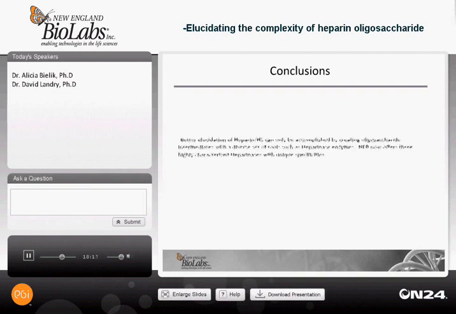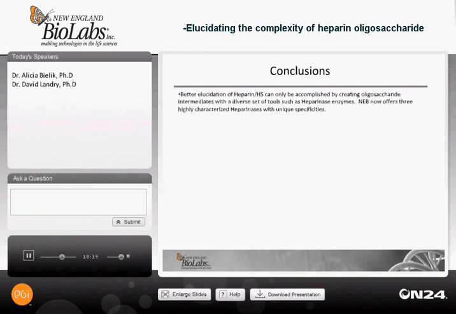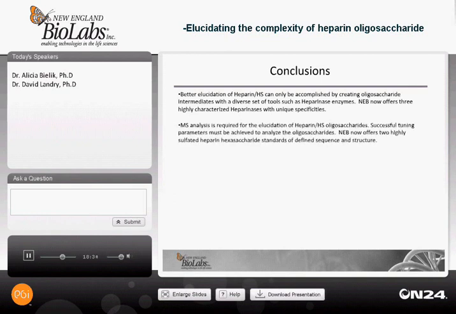So in conclusion, better elucidation of heparin and heparan sulfate can only be accomplished by creating oligosaccharide intermediates with a diverse set of tools such as heparin lyase enzymes. NEB now offers 3 highly characterized heparinases with unique specificities. Mass spectrometry analysis is often required for the elucidation of these heparin and heparan sulfate oligosaccharides. Successful tuning parameters must be achieved to analyze the oligosaccharides. NEB also now offers 2 highly sulfated heparin hexasaccharide standards of defined sequence and structure.